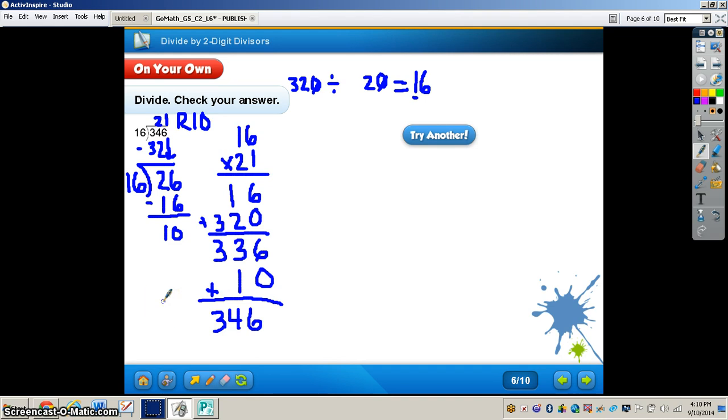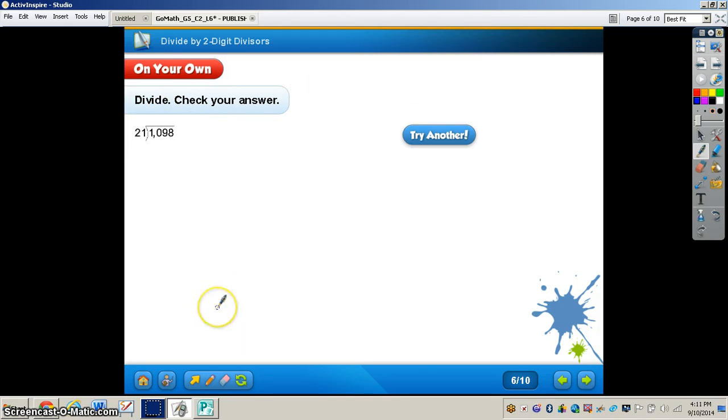Now you can also see that I checked it with multiplication. I multiplied my divisor and my quotient. Okay, 16 times 21 gave me 336, and then I added my remainder, and my answer 346 matched my dividend. Okay, right here. So when they match, that means you do have the correct answer. Okay, now I want you to do 1,098 divided by 21 in your math journal all by yourself. When you're finished, you can press play and I will have the answer for you.